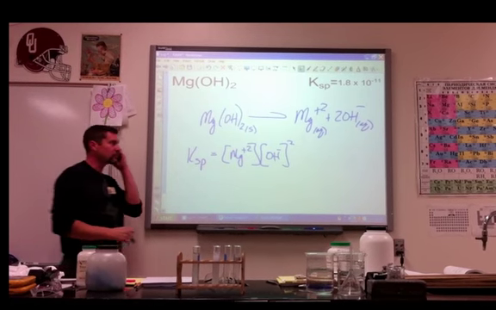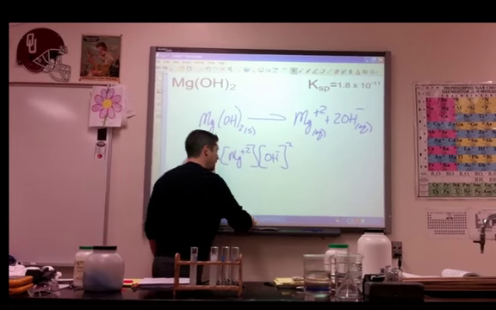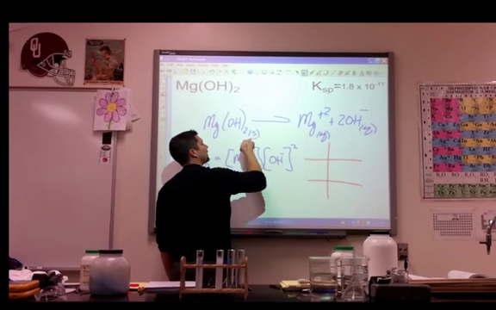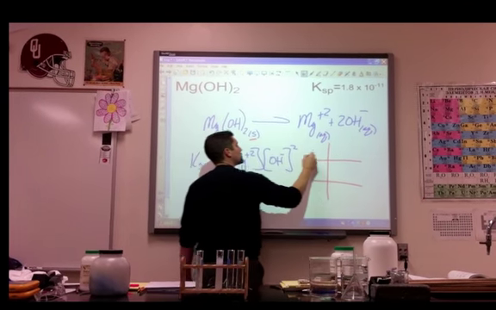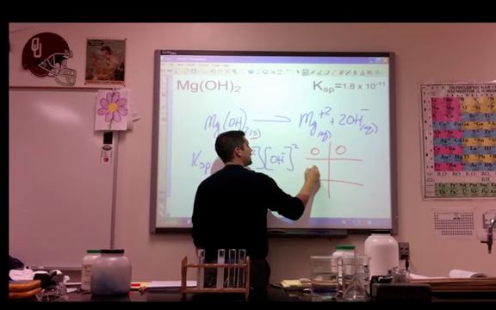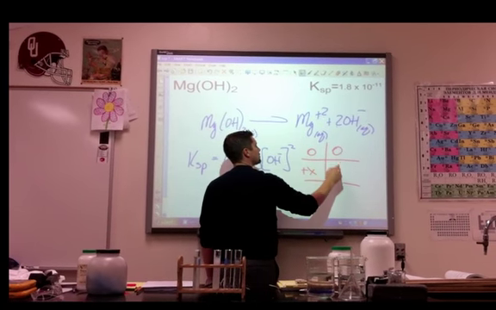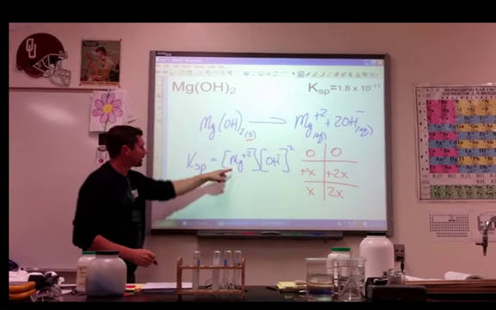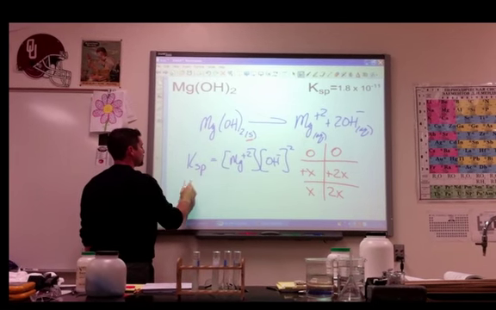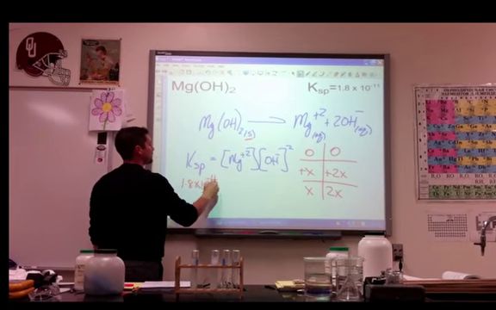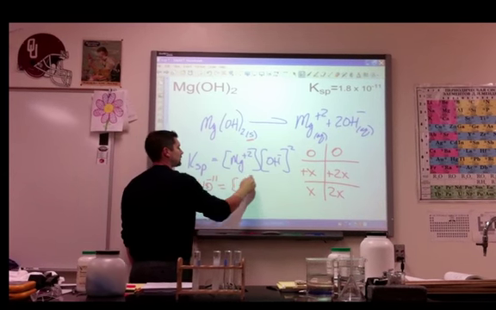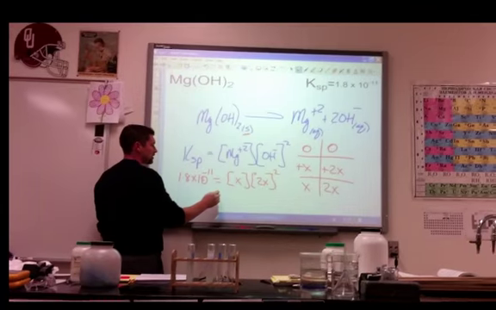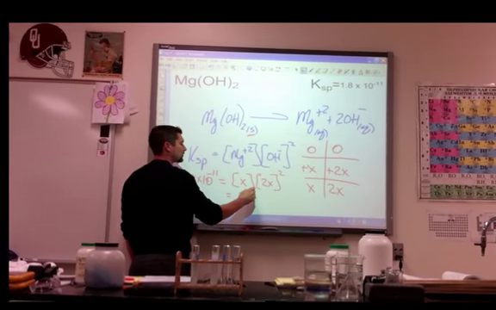Well, if you're doing an ice chart, I'm not going to use this guy because he's a solid, right? This will be 0, this will be 0. This is going to gain x, this is going to gain 2x. So if I plug it in here, Ksp, which is 1.8 times 10 to the negative 11, equals x times 2x squared. That's going to be the same thing as 4x cubed.